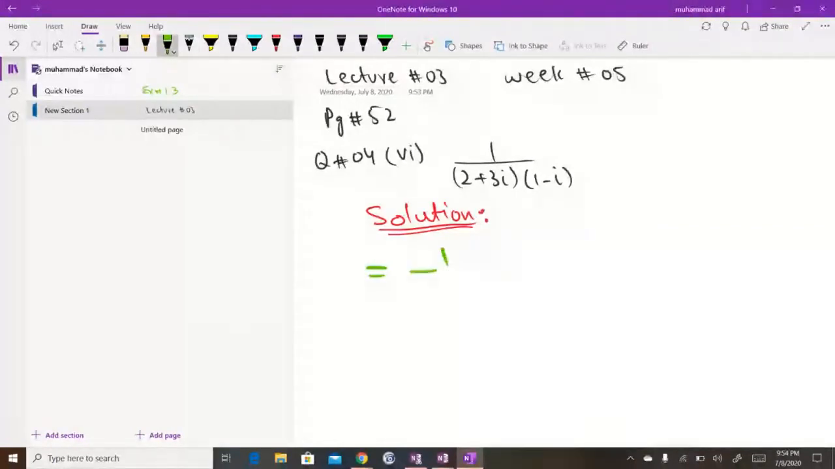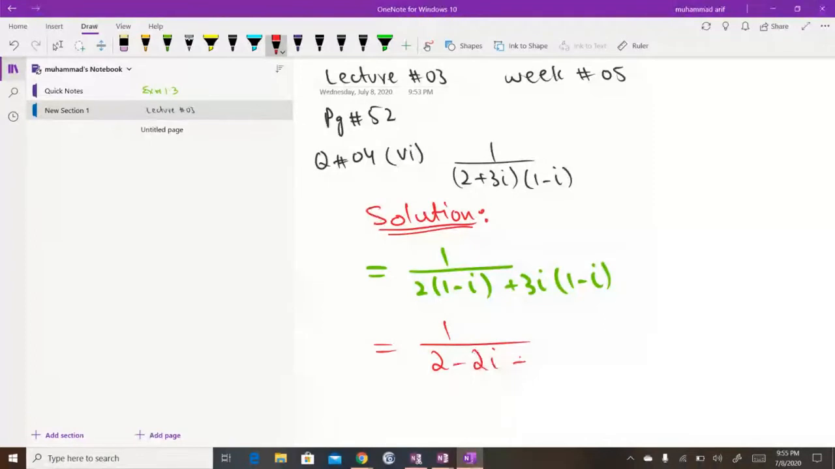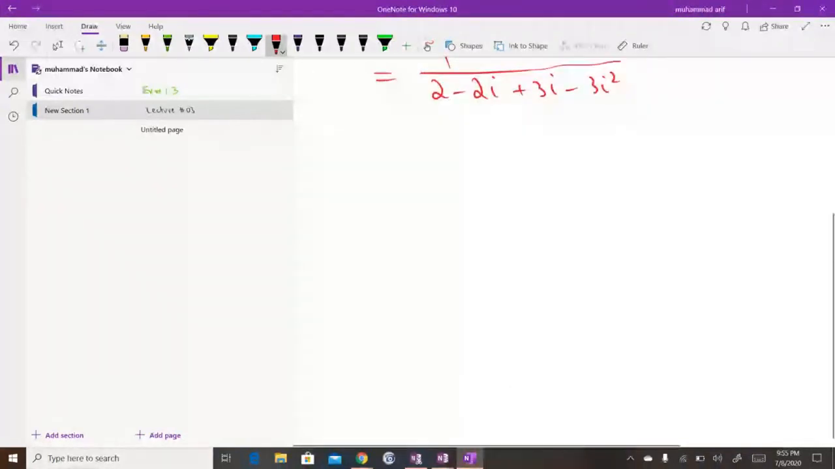First of all, we simplify its denominator. We multiply 2 with 1 minus iota plus 3 iota with 1 minus iota. After multiplication, we get 2 minus 2 iota plus 3 iota minus 3 iota square. After more simplification, we have 2 plus iota minus 3 iota square.